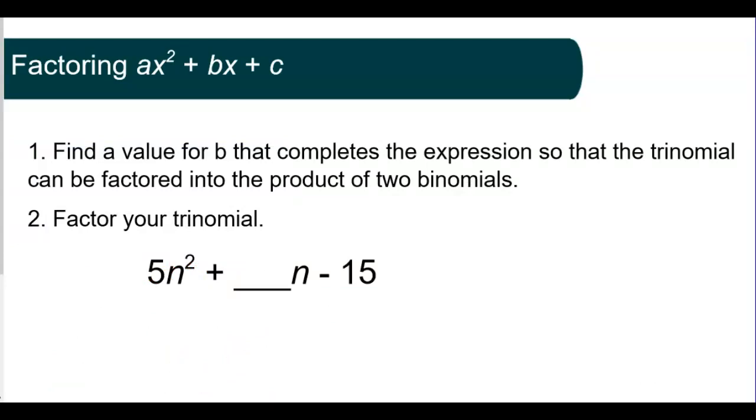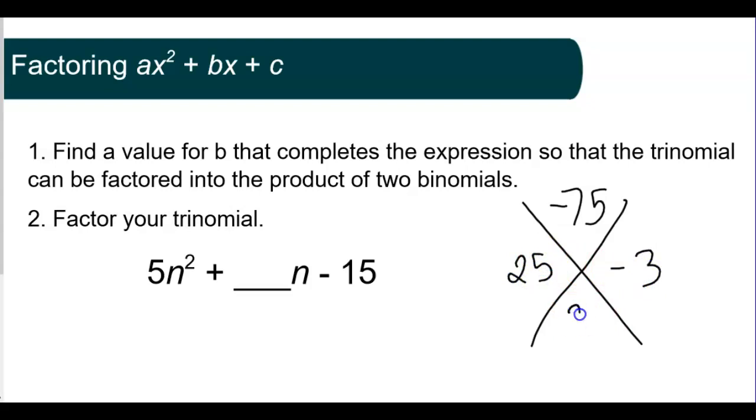And then finally, I want you to find a value for b that completes this expression so that the trinomial can be factored into a product of two binomials. And then I want you to factor the trinomial. So the question is, what could be b? Well, 5 times negative 15, we know that is negative 75. Well, what are some factors of negative 75? Maybe it is 25 times negative 3.